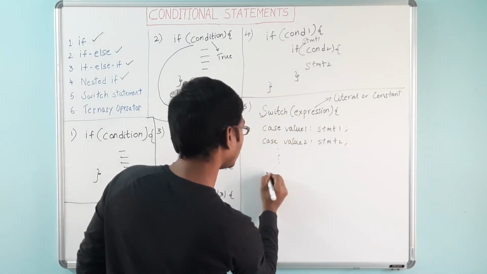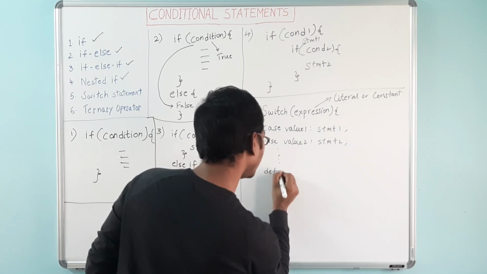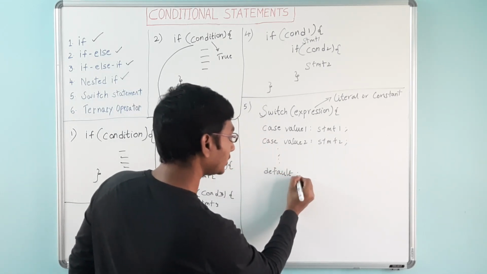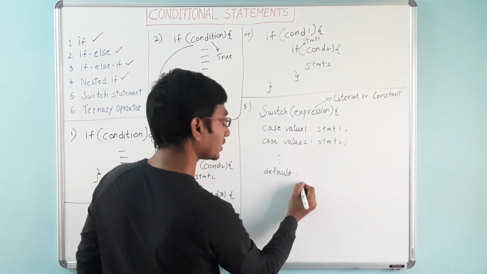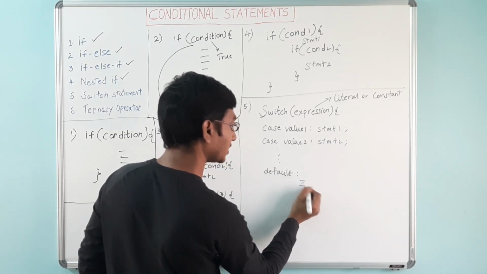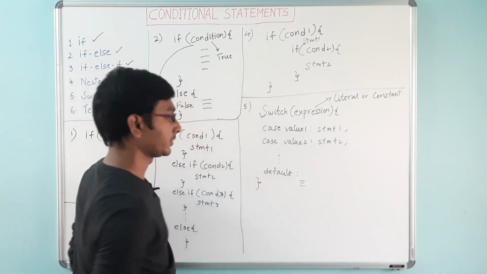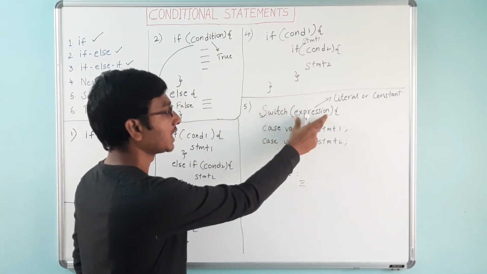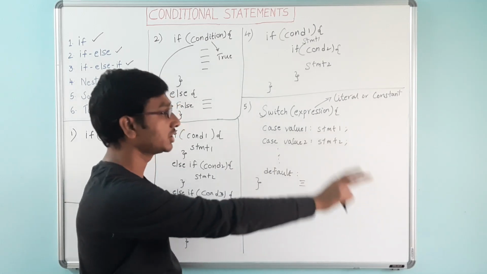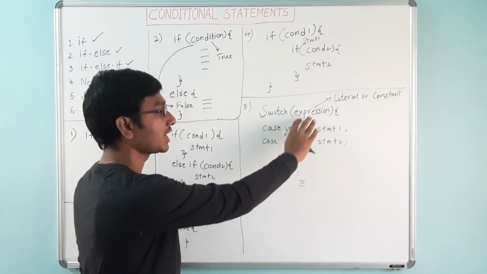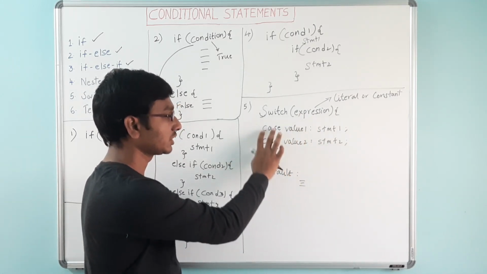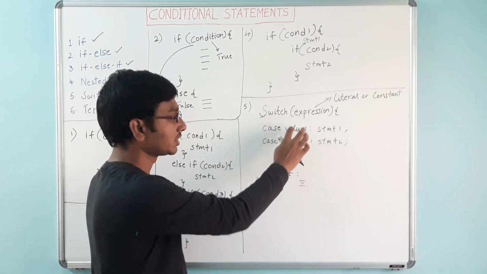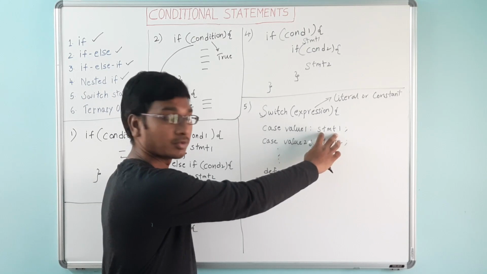Like this, and so on, and at last we can have a default value, where we can write some statement as well, and this is optional. So switch is all about an expression, which is a literal or constant that takes an integer or a string value, and this is verified with all these case values.